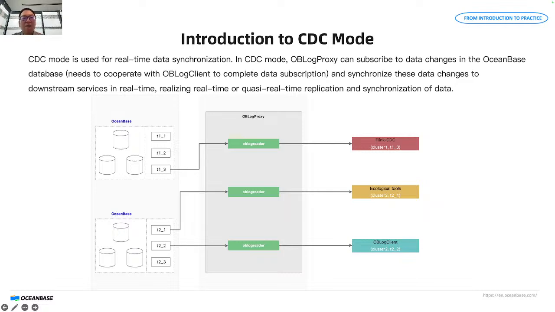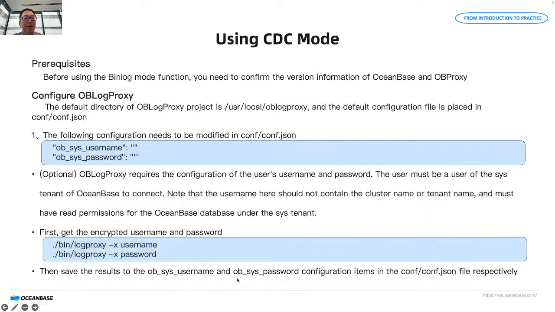From the following architecture, we can see that the OB log reader module of OB log proxy will pull and parse the log and send it to the downstream in a certain data format, such as Flink CDC, ecological tools, OB log client, and others. Using CDC mode is similar to configuring binlog mode. The difference is that we don't need to set binlog mode to true in the config.json file.